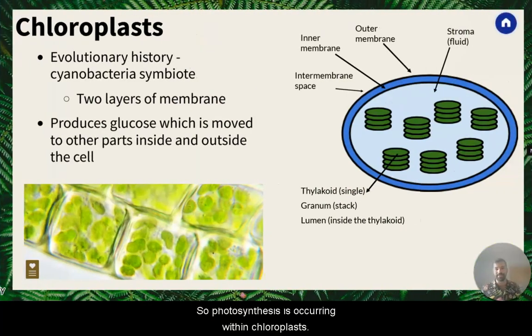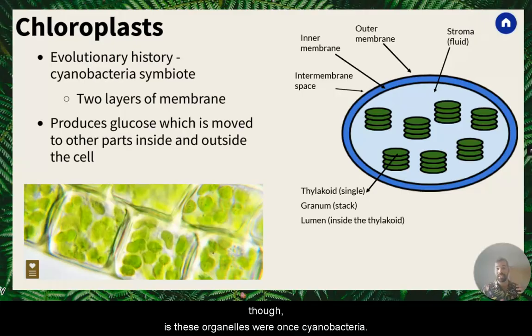So, photosynthesis is occurring within chloroplasts. What is kind of wild about the origin of chloroplasts, though, is these organelles were once cyanobacteria. If you look at the structure of cyanobacteria and what's going on within them, you'll see something that is very similar to the structure of the organelle that we call a chloroplast now.